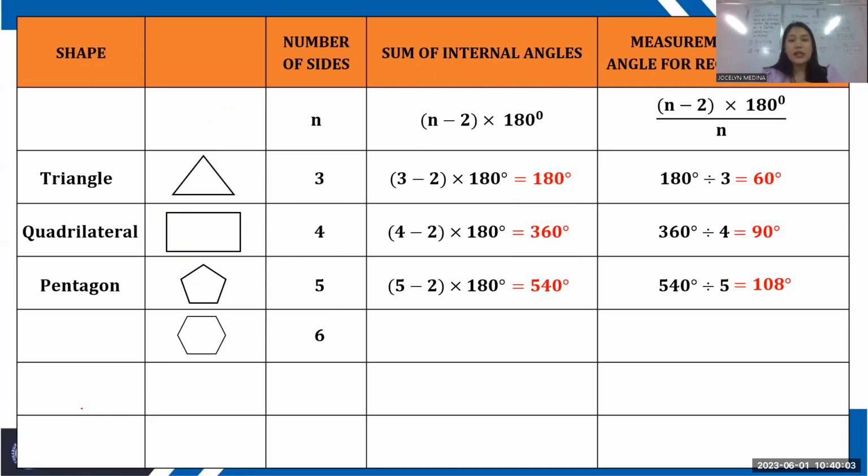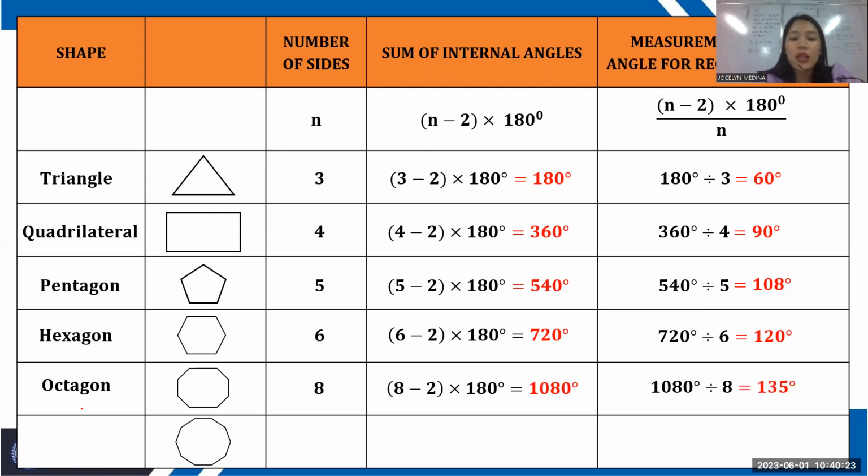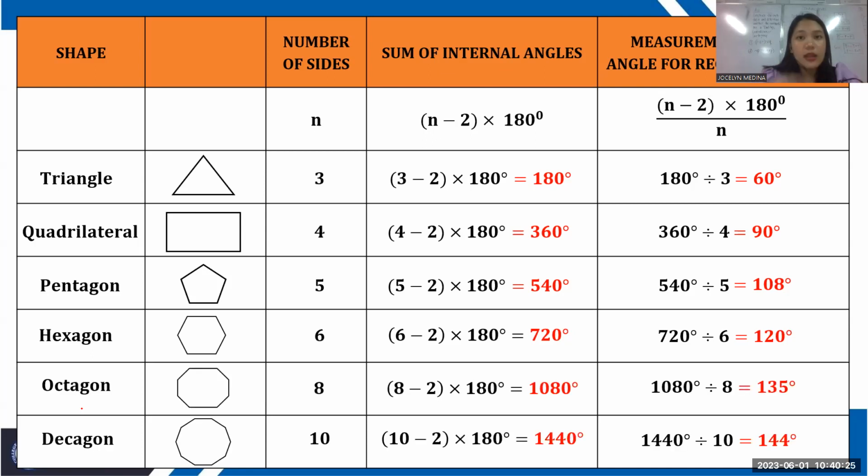Pag six-sided, it's what you call hexagon. So, ilan naman kaya yung interior angle? 6 minus 2, 4. 4 times 180, it's 720. Ilan yung individual? 720 divided by 6, that is equal to 120. And so on and so forth. So you get the concept, you get the flow, you get how to get the measurement of interior angles. Okay? Easy as that.